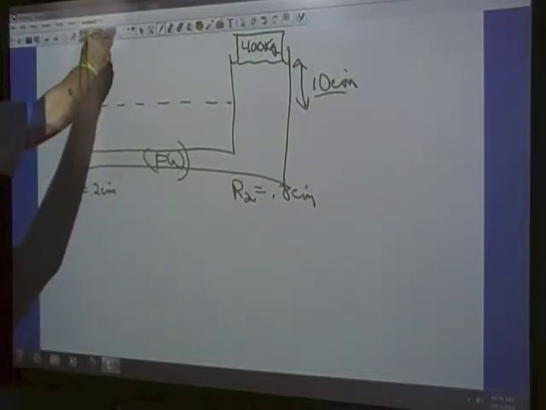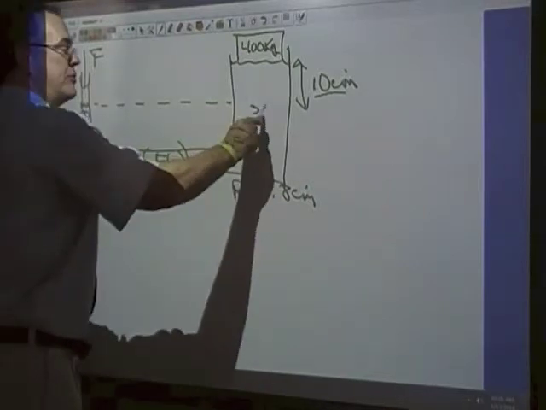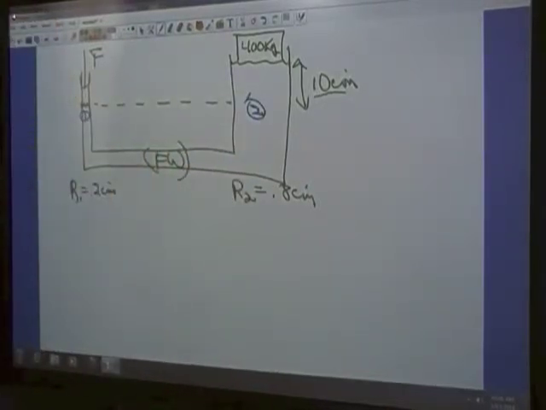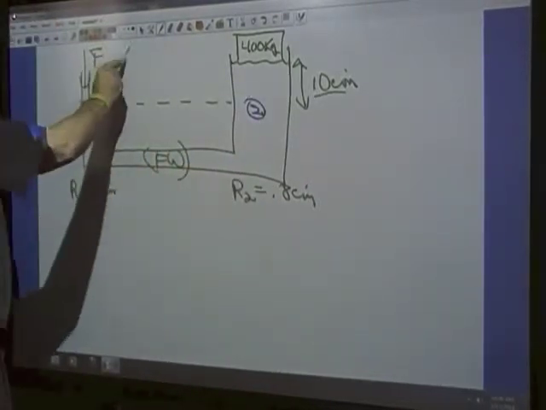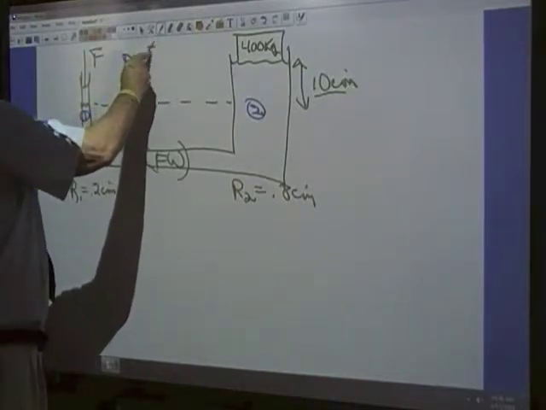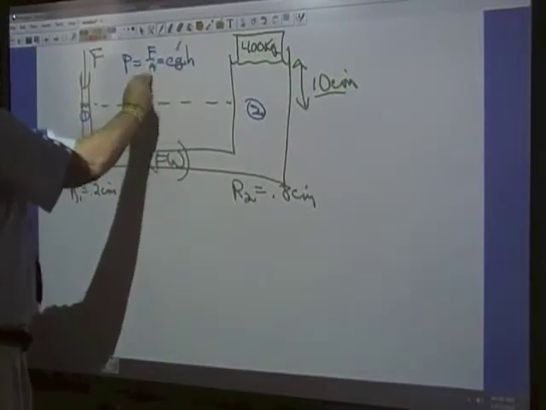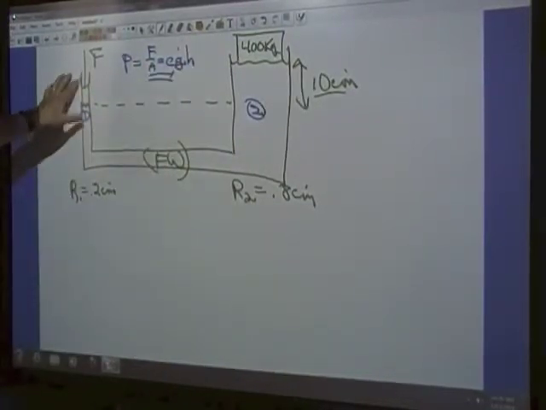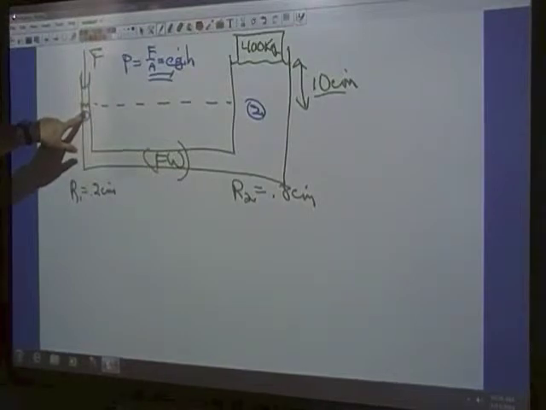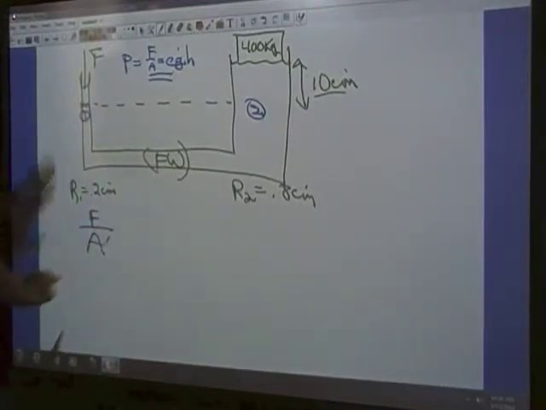All right, so how are we doing? What are we going to say first? The pressure here has to equal the pressure right here. Agreed? And pressure is equal to one of two things. What are those two things? F over A, force over area, and it's also equal to rho gh. So, what's my pressure at point 1? It's got to be F over the area of this cylinder.